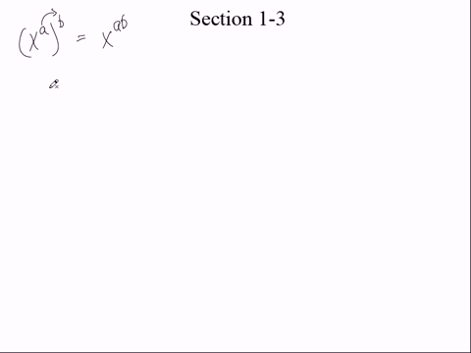Let's put some regular numbers in there. I don't know, x to the 5th to the 4th? Okay, keep the base the same, and what do you do with the exponents? Multiply them together, so it's x to the 20th. It's as easy as that. Make sense? Let's do one a little bit more complicated.